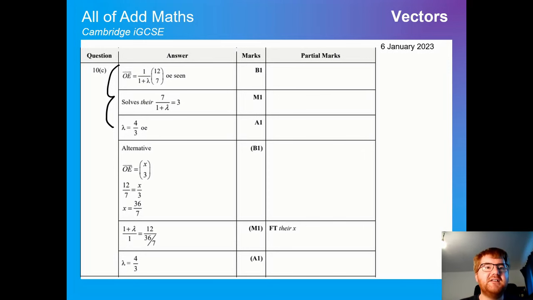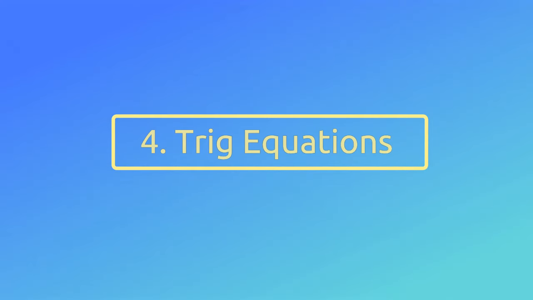So this is the vector section of the Add Maths video, and then we're going to move on to the next topic. And number 4 is trig equations and trig identities. So this is a bigger section because it's really important to understand.